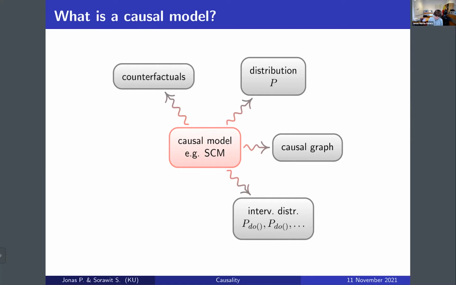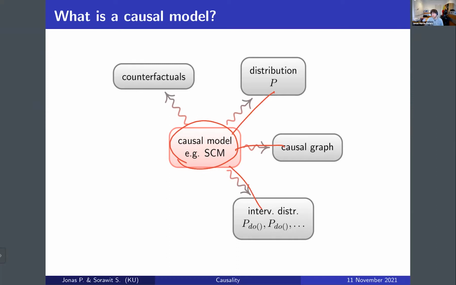So this will be the first part where we define the causal models, and we will see in particular how they induce a distribution P, how they induce a graph, and how they induce interventional distributions. That's the first part.